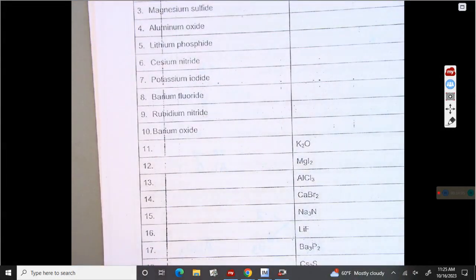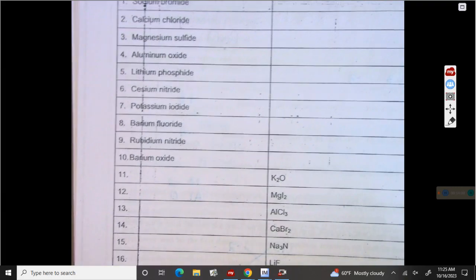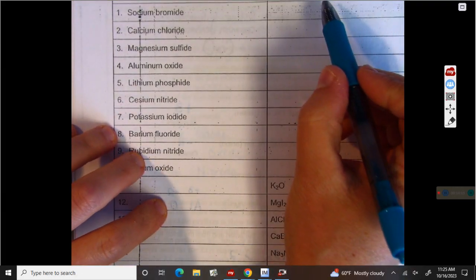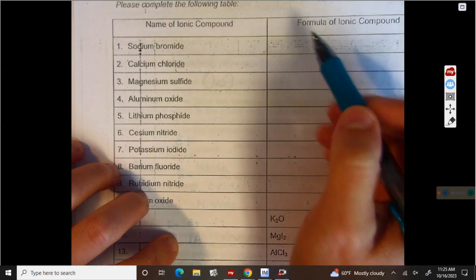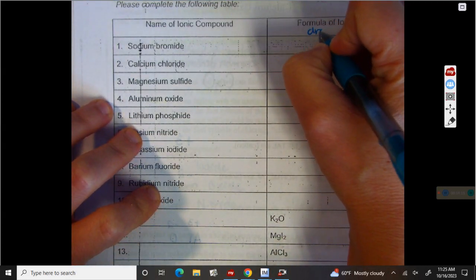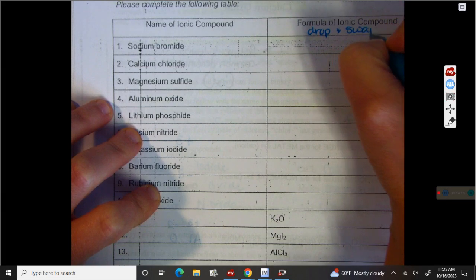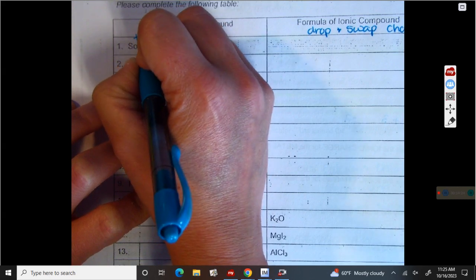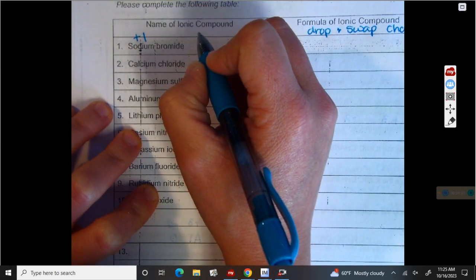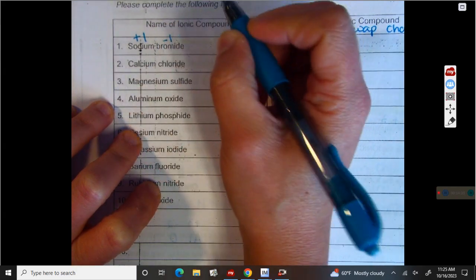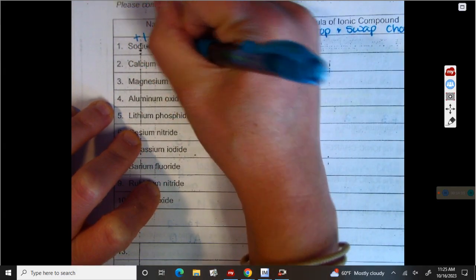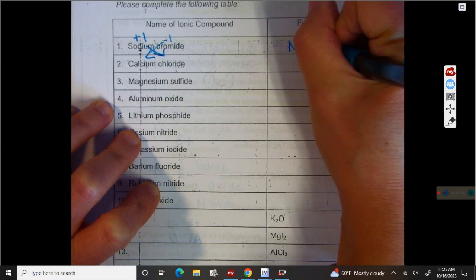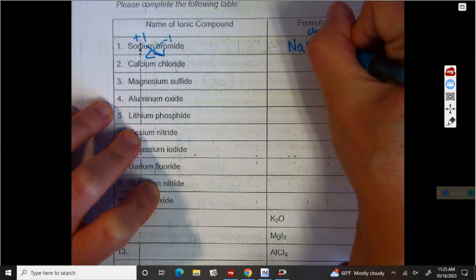So let's look at the back of this page, page 10. We have sodium bromide at the top. Now, I am trying to find the formula. When you try to find the formula of an ionic compound, I want you to write here, drop and swap charge. You have to show your work or you will not get credit. Sodium is +1. Bromine has a -1 charge. Now, I know that when I draw my arrows, sodium is going to get a 1 and bromine is going to get a 1. So I'm going to leave both of those off.